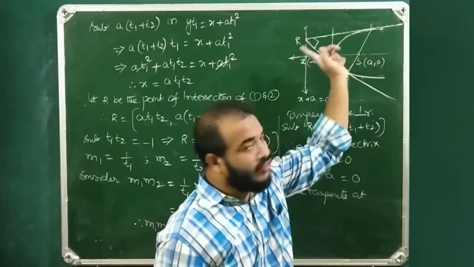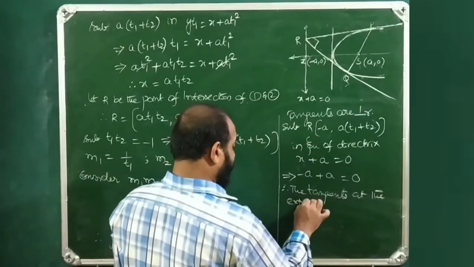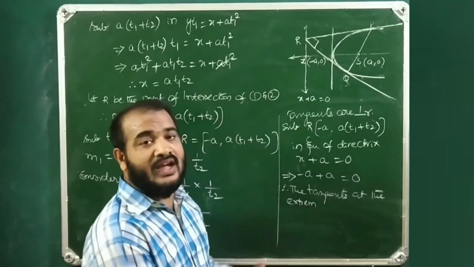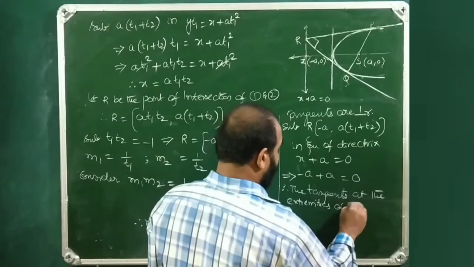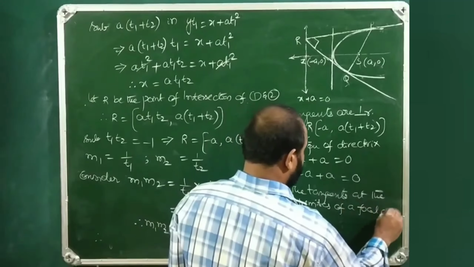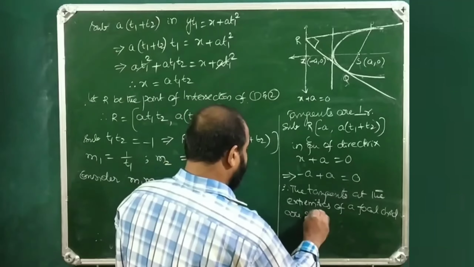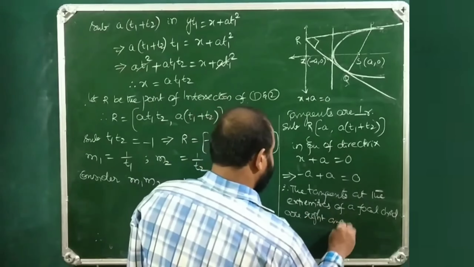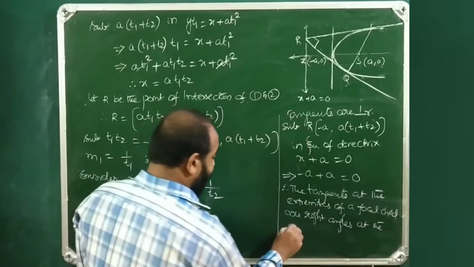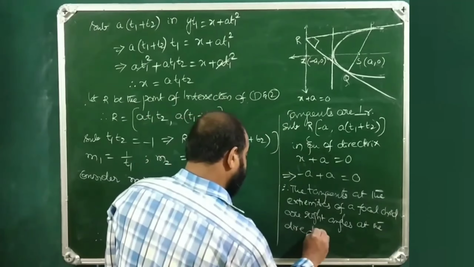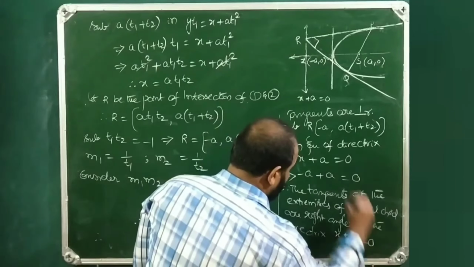Therefore, the tangents at the extremities of a focal chord, extremities meaning the ends of a focal chord, are at right angles at the directrix x plus a equals 0.